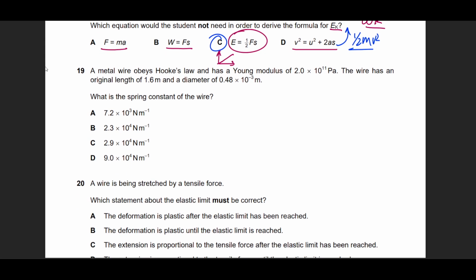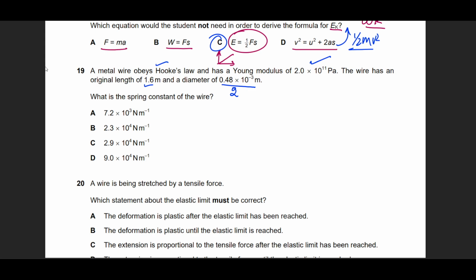Question number 19, simply replacing values. It says Hooke's law means no deformation. Young's modulus is given to you. The wire has a length of 1.6 and a diameter of 0.48, which will be divided by 2. The spring constant of the wire is asked.